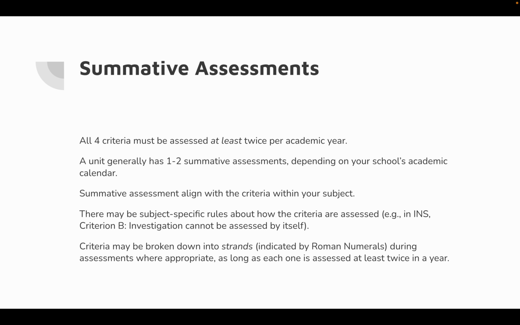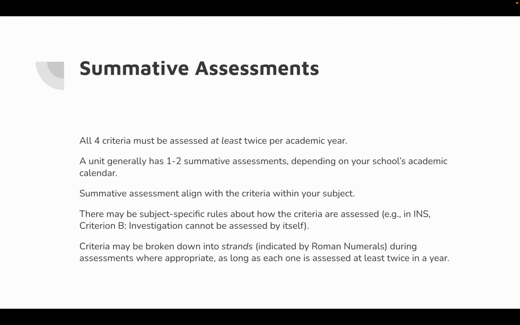Each of the summative assessments is specific to the subject, and there's sometimes different rules related to them. For INS, our criterion B, which is investigating, one of the special considerations is that it cannot be assessed by itself. So I couldn't create a summative assessment that only dealt with criterion B, but I would have to do maybe B and C or B, C, and D. And again, I'll show an example of that later on in the video.